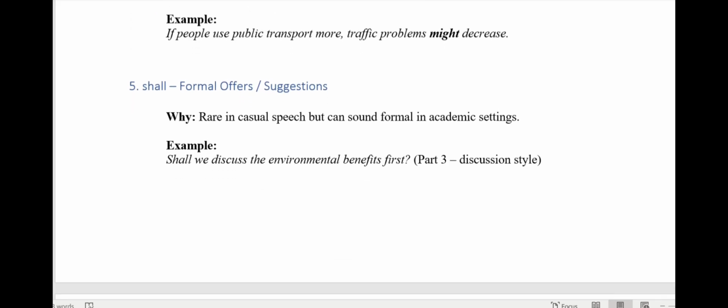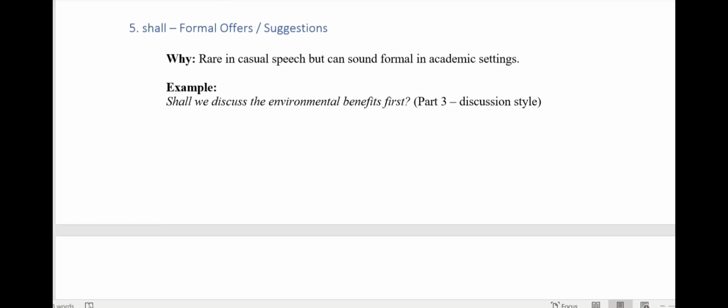Next is shall, which is used for formal offers or suggestions. Rare in casual speech, when you are speaking generally in your day to day conversations. This word is very rare because it sounds more formal, in academic settings only. So, whenever you are in an academic environment, for example, speaking to your tutor, then you can use this. Shall we discuss the environmental benefits first? Right.